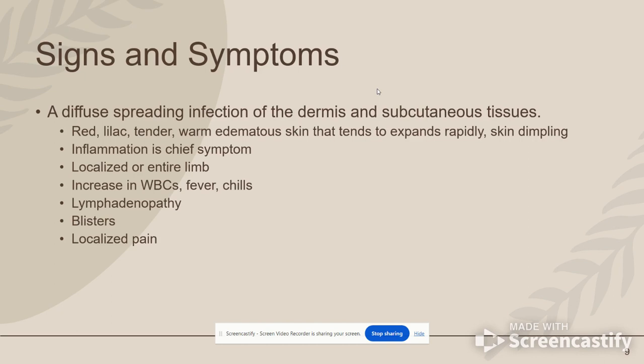lymphadenopathy can occur, blisters. There's going to be lots of swelling, and sometimes the skin can't handle the amount of fluid because of the cellulitis, and blisters can occur. They can also have localized pain to the area. So some other symptoms that they can have are specific, like I said, the purplish spots on their legs as well.